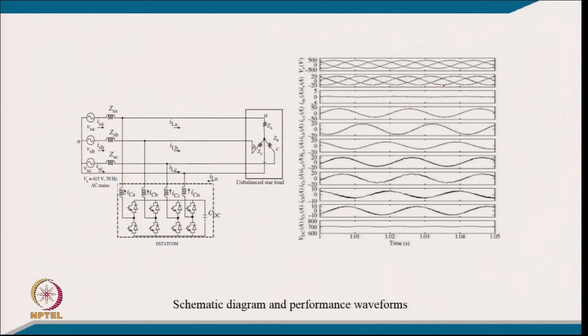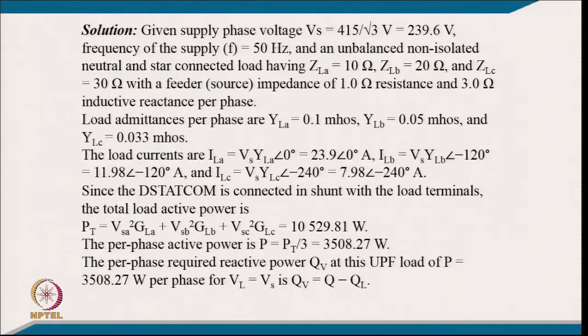These are the source currents, balanced currents, and the load currents. These are the neutral current of the source, which is made 0 after compensation. These are the 4-leg currents of the compensator, and this is the DC link voltage. Since you have an unbalanced load here, the second harmonic gets reflected on the DC link of the D-STATCOM.